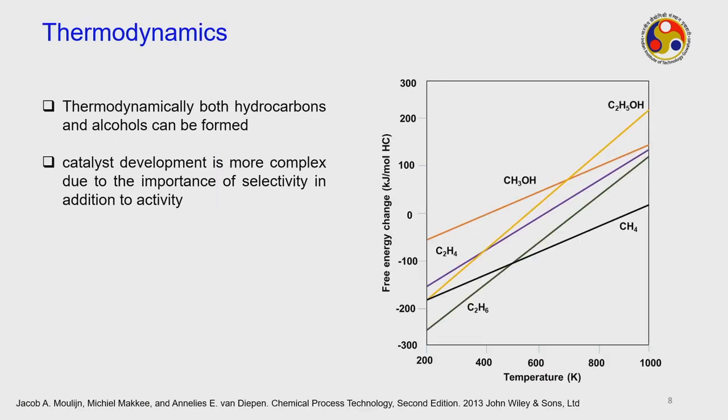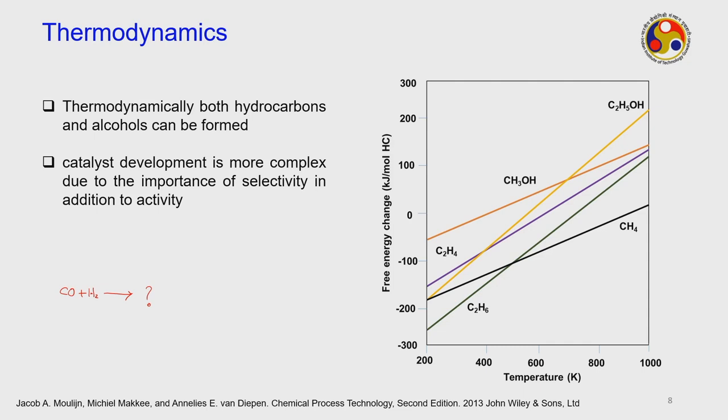But first, let us see the thermodynamics of these processes. If CO plus H2 get reacted, what will it be forming? From this plot, on the y axis, I have given the free energy change. The lower the free energy change, the more probable the reaction. With temperature rise, all these are possible. Methanol is highly probable compared to alkanes, because the free energy change is less.